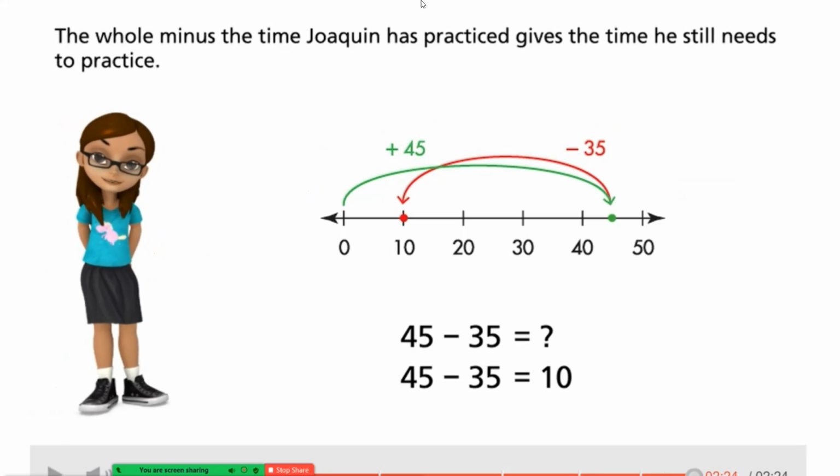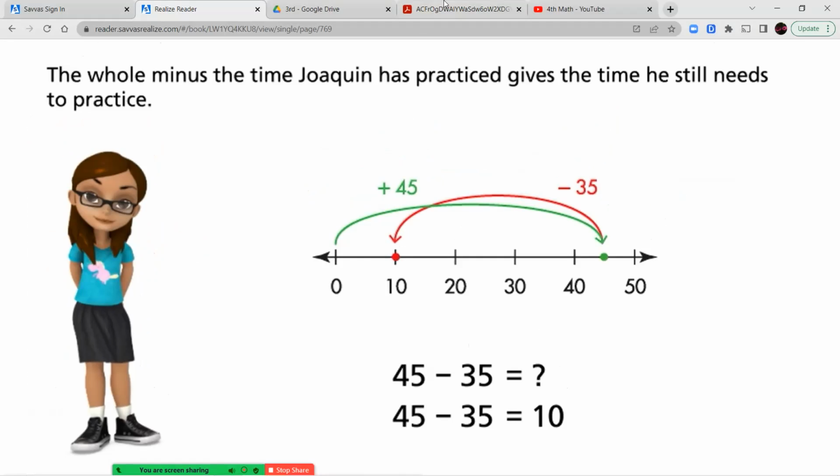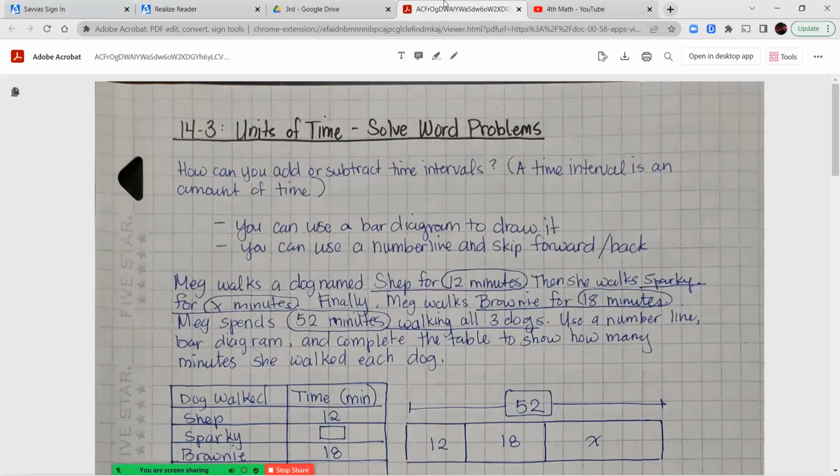All right, let's get into our notes and our guided practice for this lesson. So we need to think about how we can add or subtract a time interval. And a time interval is just an amount of time. So we can use a bar diagram and draw it out just like we saw in the example, or we can use a number line and skip forward or backwards the same way we normally add on a number line.